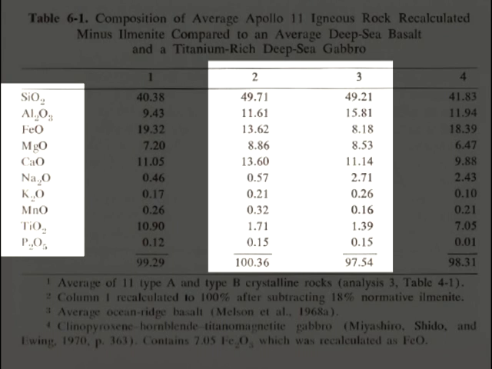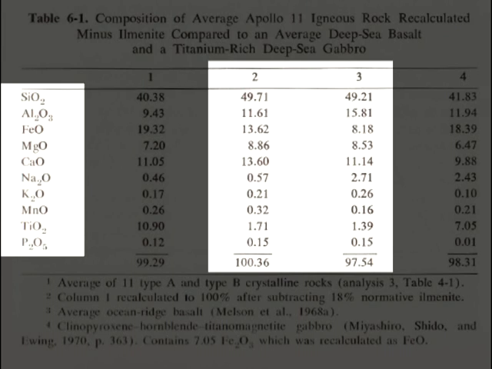Apollo 11 samples are 13.62% ferrous oxide, deep-sea basalts are 8.18%. Apollo 11 samples are 8.86% magnesium oxide, sea basalts are 8.53%. Apollo 11 samples are 13.6% calcium oxide, deep-sea basalts are 11.14%. Apollo 11 samples are 0.57% sodium oxide, sea basalts are 2.71%.